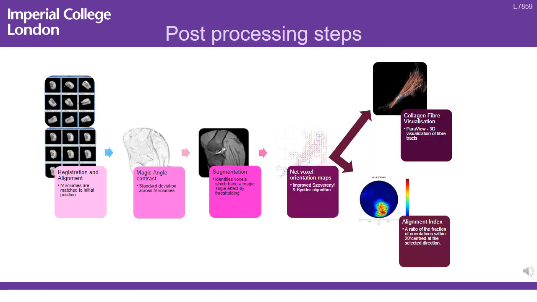There isn't enough time to go through the post-processing in great detail. This slide covers the main steps. Firstly, we registered and aligned the 9 volumes. Then we created magic angle contrast or standard deviation maps. Then we segmented by thresholding for voxels demonstrating the greatest signal intensity changes. Net vector orientation maps were computed using MATLAB. Collagen fiber tracks were then visualized in ParaView, and the alignment index was computed for each of the collagen fiber orientation distributions, and that's visualized on a hemisphere.